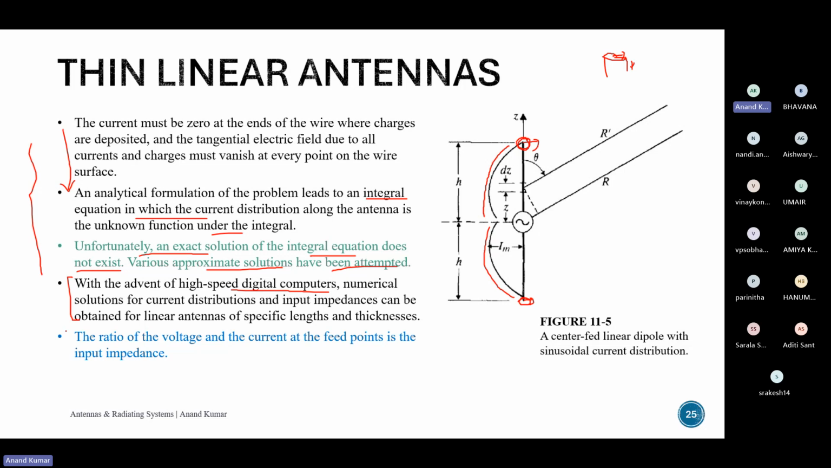And okay, one definition is over here, that the ratio of the voltage and current at the feed point is called the input impedance. So this is the feed point over here, and the ratio of what the voltage is over here and the current is over here will give us the input impedance of the antenna. I hope I've written the formula correctly. Yeah. But again, finding this out is also a task.